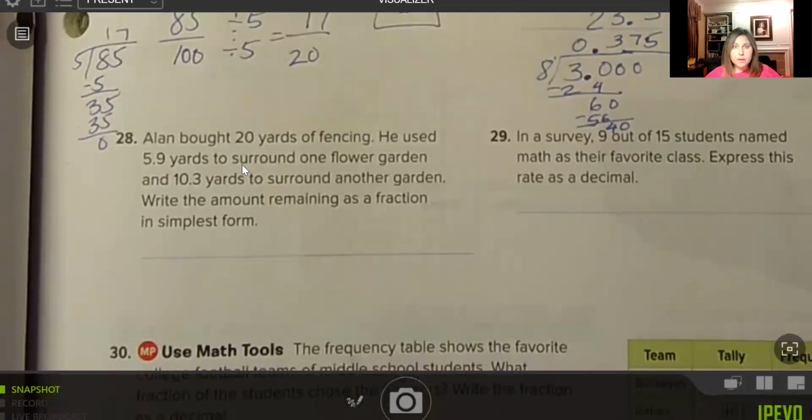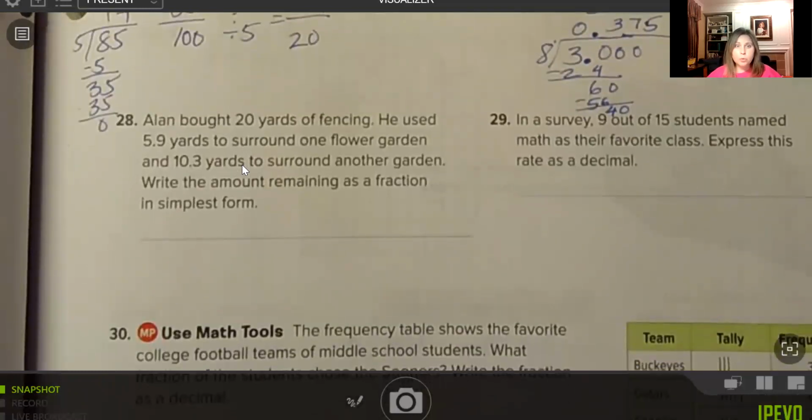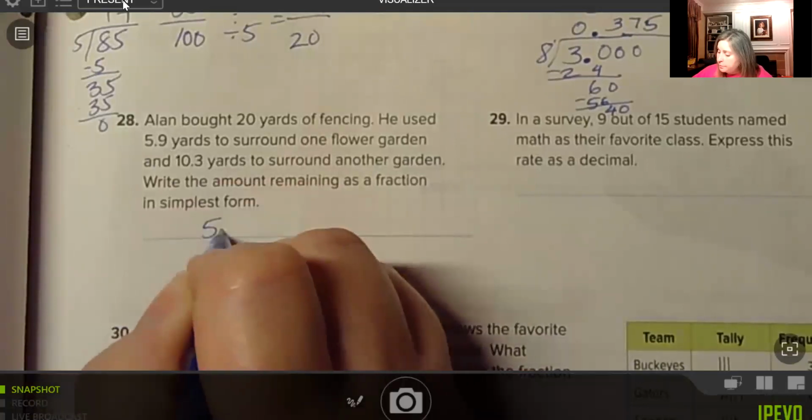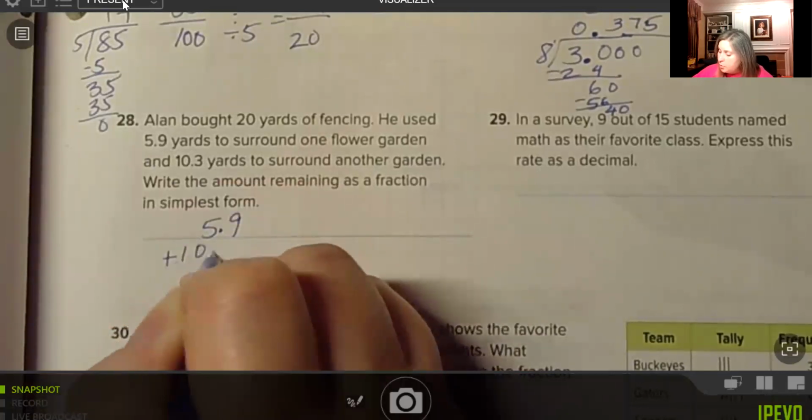Number 28. Alan bought 20 yards of fencing. He used 5.9 yards to surround one flower garden and 10.3 yards to surround the other garden. Write the amount remaining as a fraction in simplest form. So we need to find out how much he used, subtract that from his total, and then convert that to a fraction. So we have 5.9 and 10.3. And that's what was used.